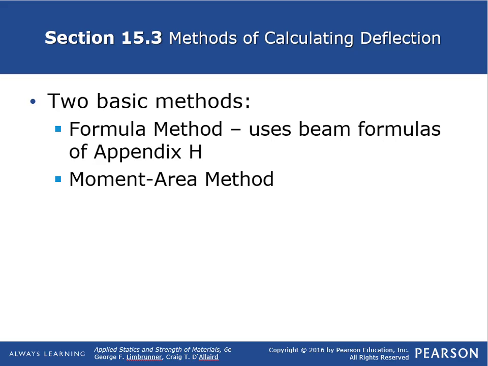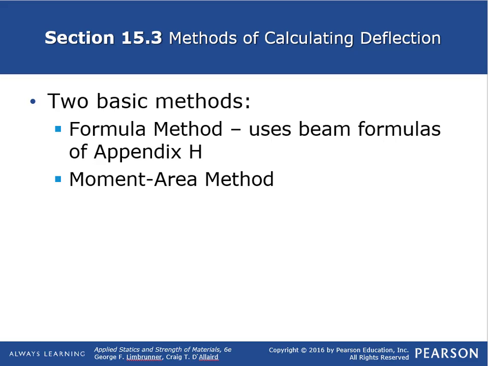When we come to calculating deflections on beams, essentially it's a calculus thing, in that if we were to integrate the moment diagram, we would come up with the deflections, but we're not going to do that in this course. What we're going to do is apply two basic methods. The first one is the formula method that uses beam formulas in Appendix H, because those formulas were worked out for us and we can take advantage of them. The other one is the moment area method, which is in some cases a little bit cumbersome, but we'll talk about that in a minute.